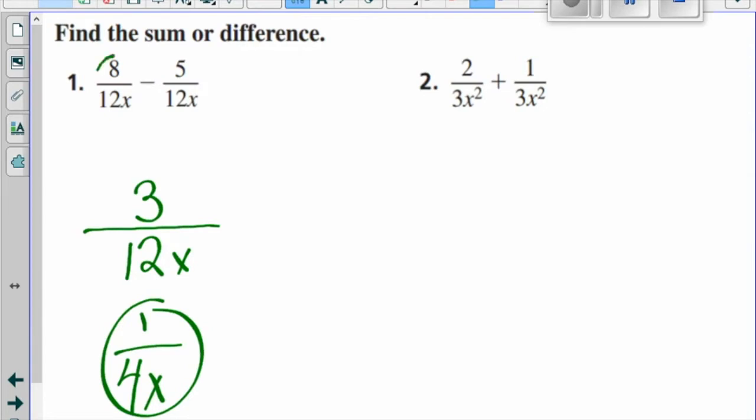Why would I not simplify the 8/12x? Well, because you've got to subtract it first. Right, because what would happen to the 12x? It would become what? 6x. The denominators would not be the same. Because then we'd have to make them be the same by making it back to 12. Well, it'd just be a waste of a step. How about the next one?